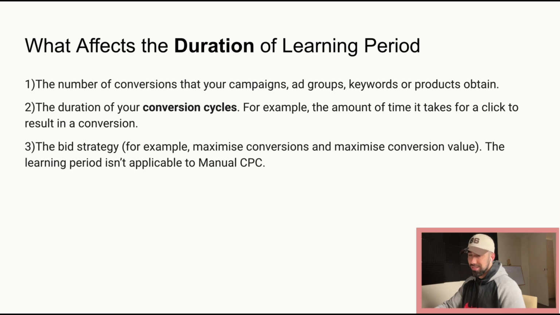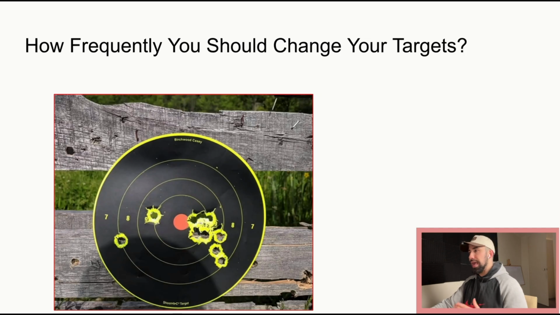So that conversion cycle is a little bit longer compared to, let's say, e-commerce, right? Or you have a bid strategy, which is maximize conversion value. For those bid strategies, the duration is going to be longer. Let's say you change from maximize conversions to setting a target. That's going to be a big change, which is going to take a little bit longer for that learning period to be over with. On manual CPC, though, you don't have a learning period, so you don't have to worry about that. You manually set your bids, so you don't really rely on learning anyway. So you know what learning means.